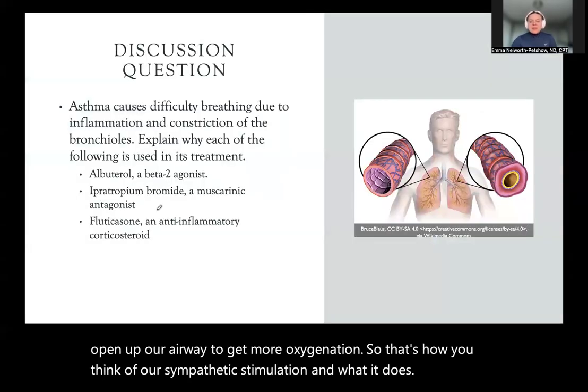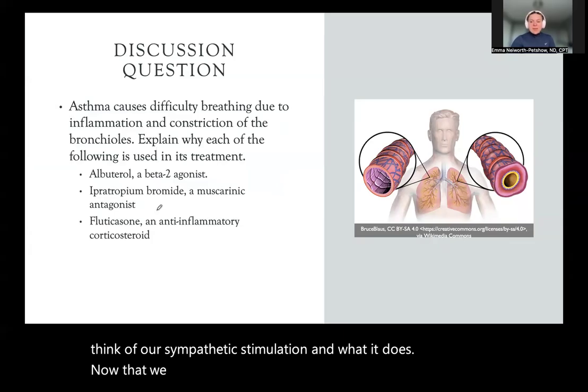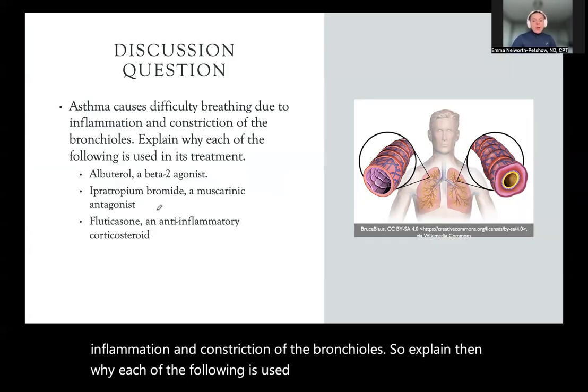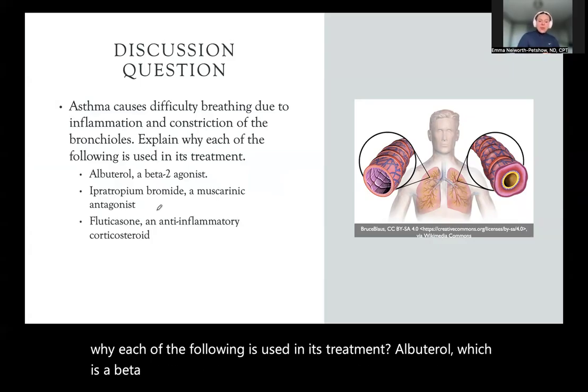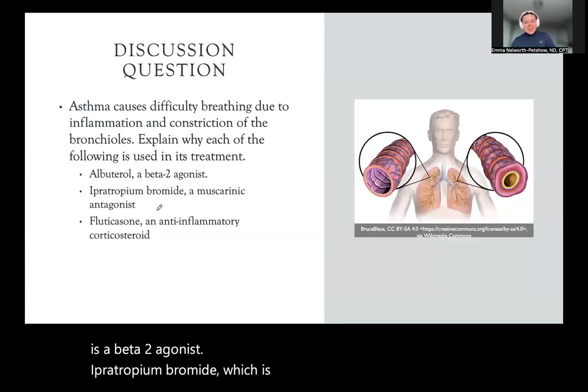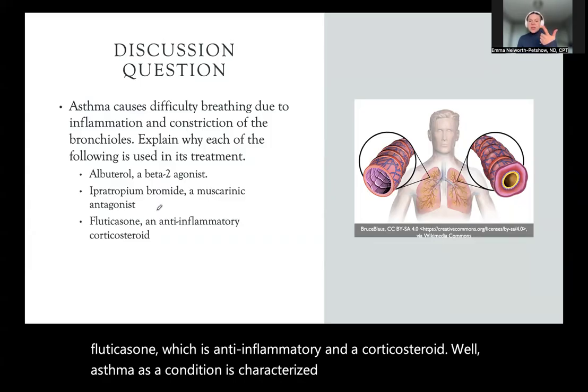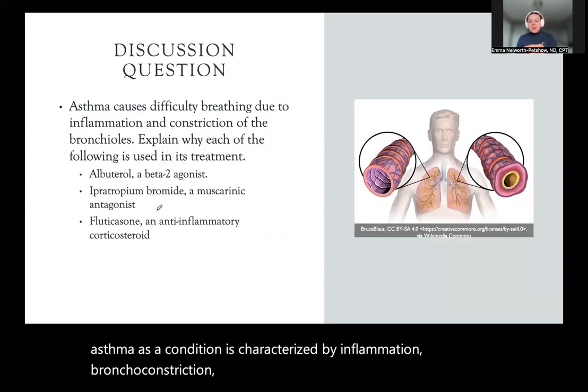Now that we know this, asthma causes difficulty breathing due to inflammation and constriction of the bronchioles. So explain then why each of the following is used in its treatment. Albuterol, which is a beta 2 agonist, ipratropium bromide, which is a muscarinic antagonist, and fluticasone, which is anti-inflammatory and a corticosteroid. Well, asthma as a condition is characterized by inflammation, bronchoconstriction, and mucus hypersecretion.